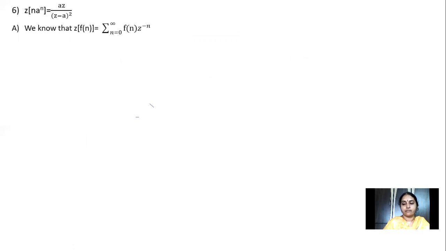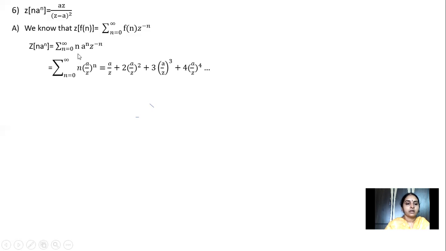Next one, Z of n into a power n equals az by (z minus a) whole square. We know the Z formula: sigma n equal to 0 to infinity f of n z power minus n. Here what is f of n? n into a power n. Substitute here in place of f of n, n into a power n, and then expand it as n into (a by z) whole power n.